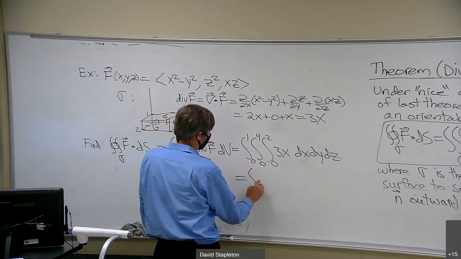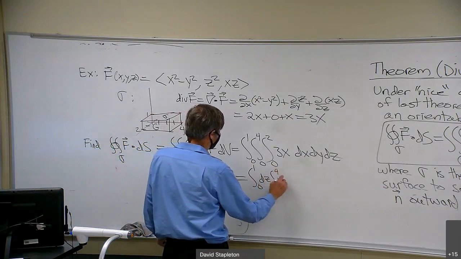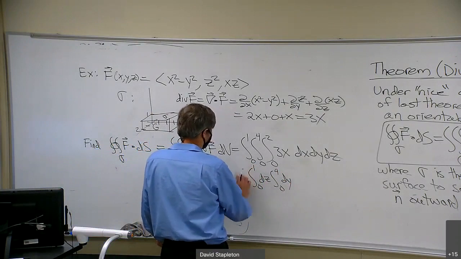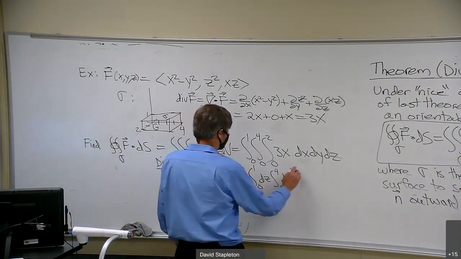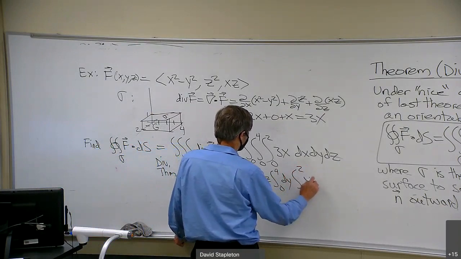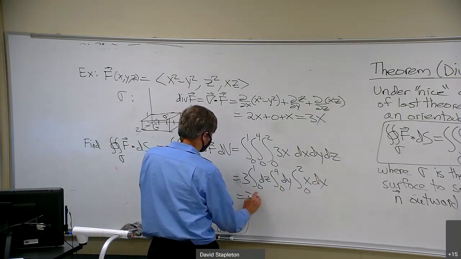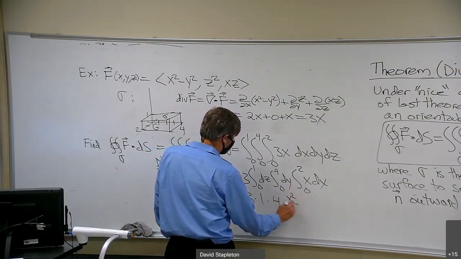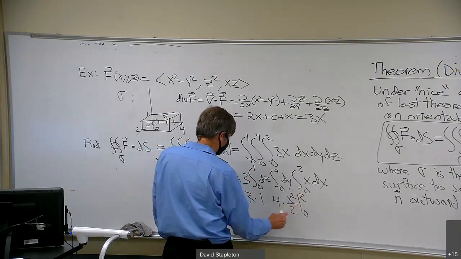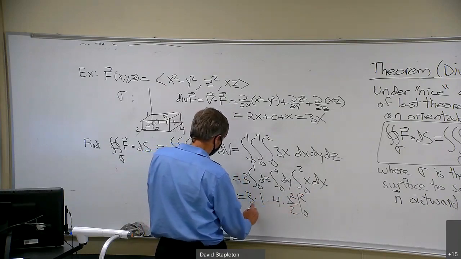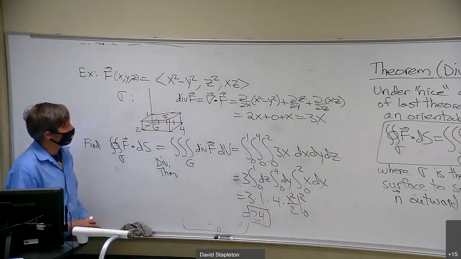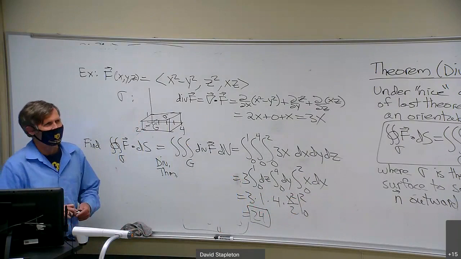This breaks up into the product of three integrals. We said integral from 0 to 1 dz, integral from 0 to 4 dy, 3 can come out, and then integral from 0 to 2 of x dx. 3 times 1 times 4 times x squared over 2 evaluated at 0 and 2 gives me 2. 3 times 4 times 2 then gives me 24. Half the time these things are so long I get the wrong answer. I gotta check them. All right.